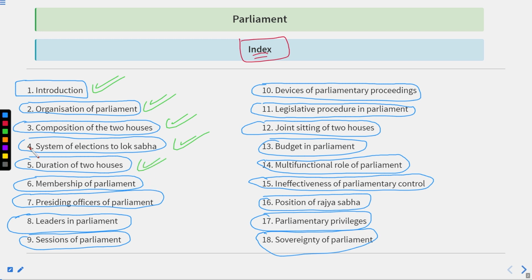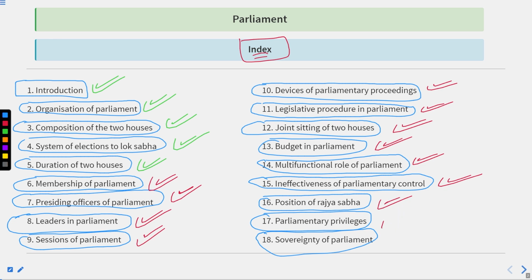The topics we are left with are the membership of parliament, presiding officers of the parliament, leaders in parliament, sessions of parliament, devices of parliamentary proceedings, legislative procedure in parliament, joint sitting of two houses, budget in parliament, multifunction role of parliament, ineffectiveness of parliamentary control, position of Rajya Sabha, parliamentary privileges, and the sovereignty of parliament. Okay, so that is the picture that we have created together.